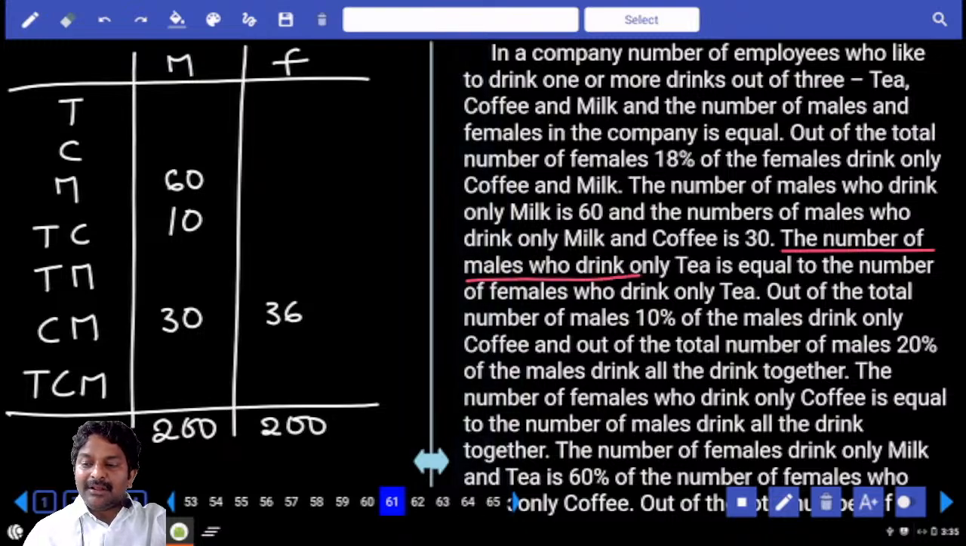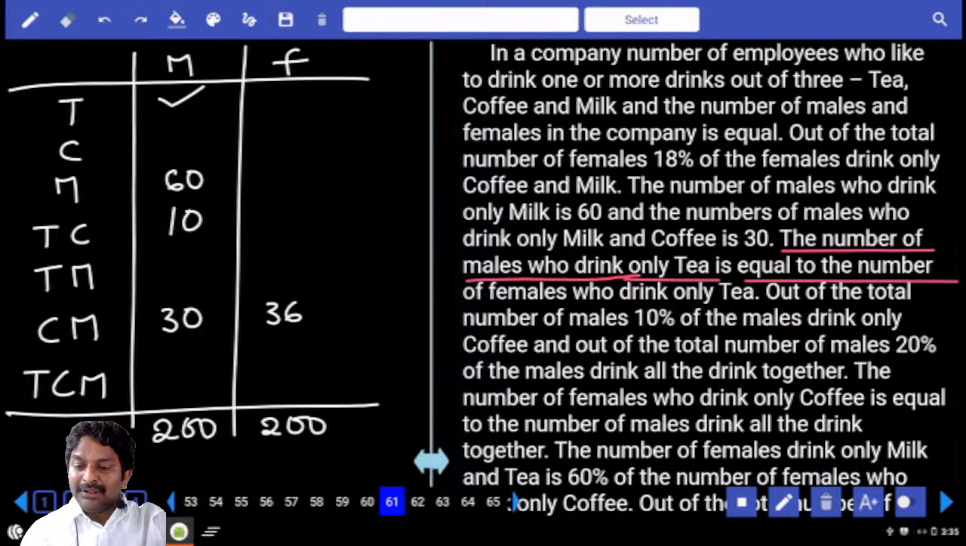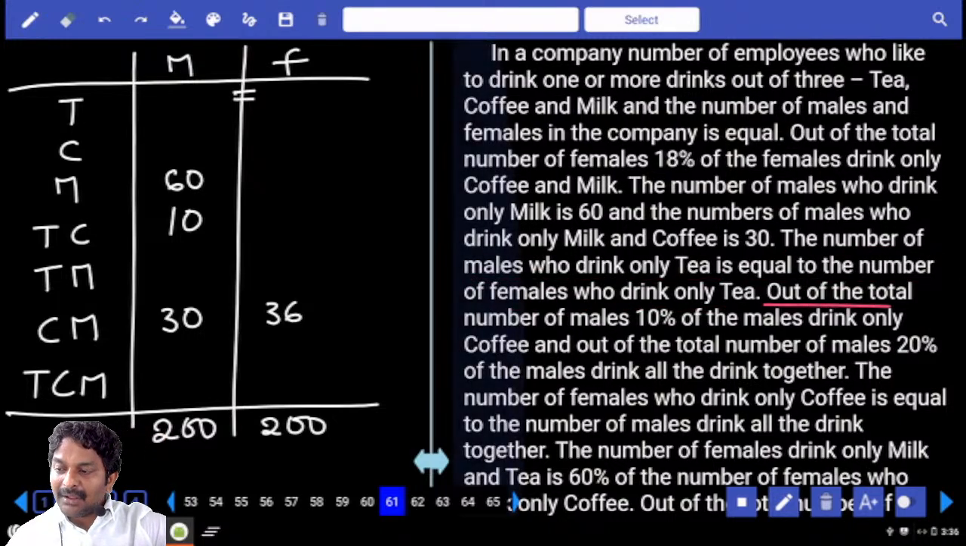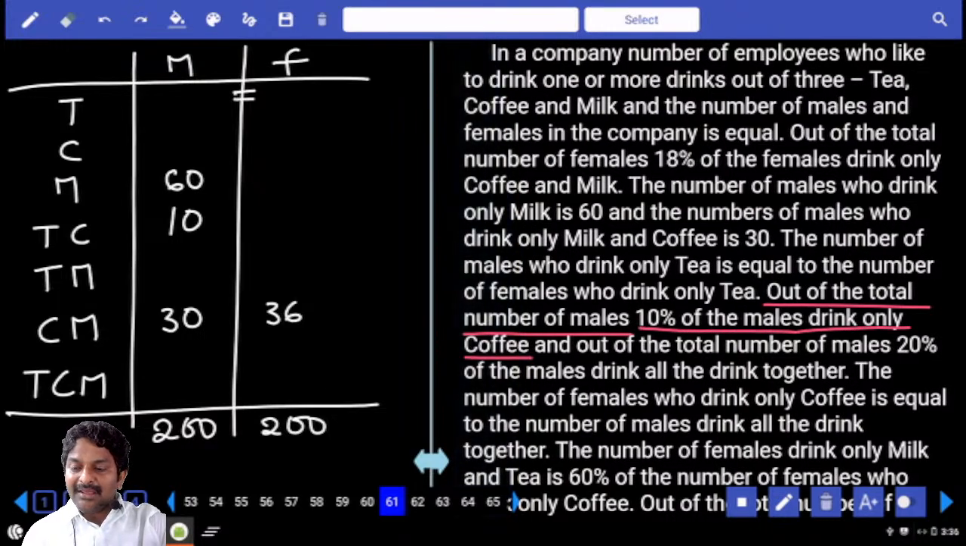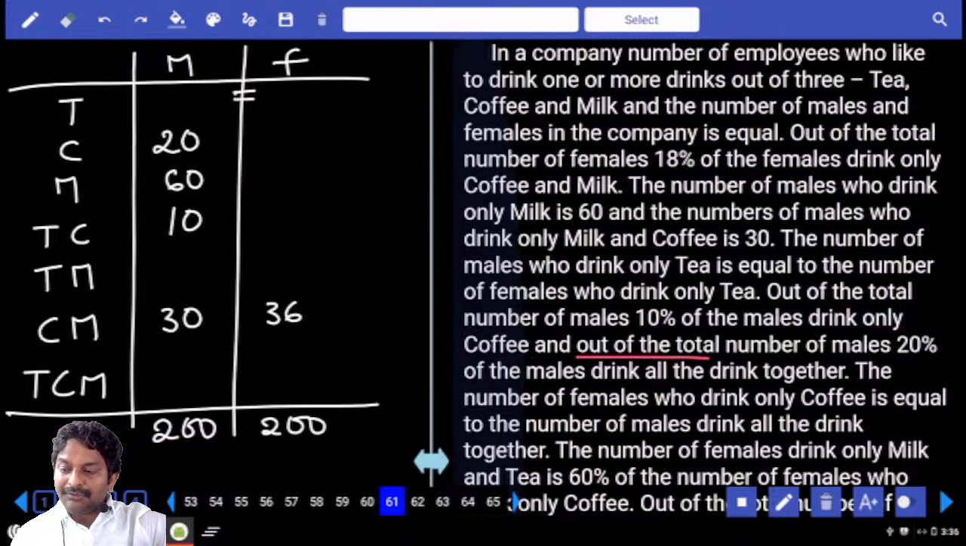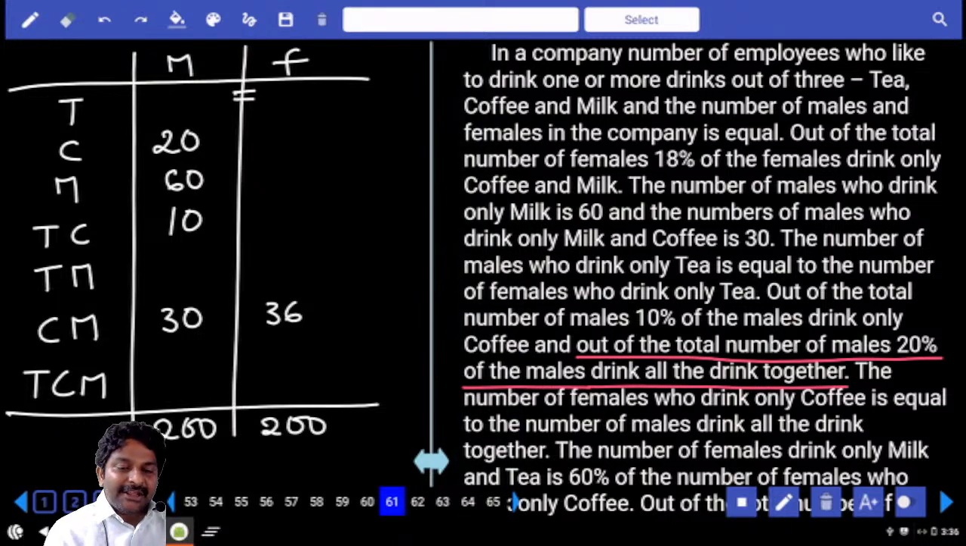Number of male who drink only tea is equal to number of female who drink only tea. So in these two places you should have the same number, male and female. I wrote the equal symbol there, we will use it later. Out of total number of male, 10% of the male drink only coffee. 10%, which is 20. Out of total number of male, 20% drink all drinks together. 20%, 40. All drinks.